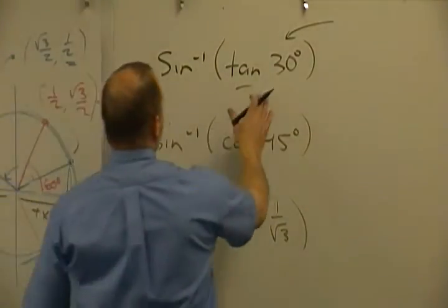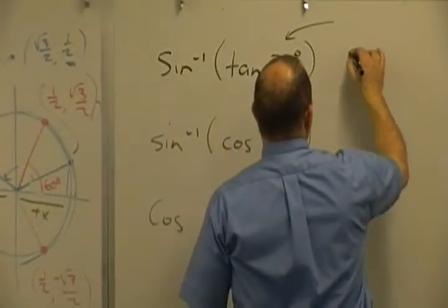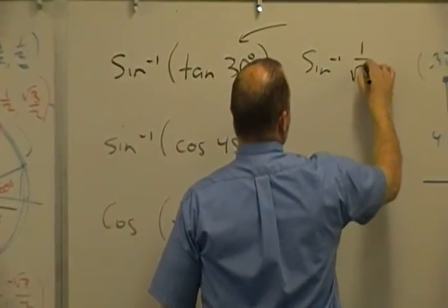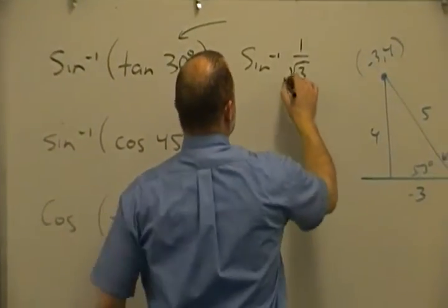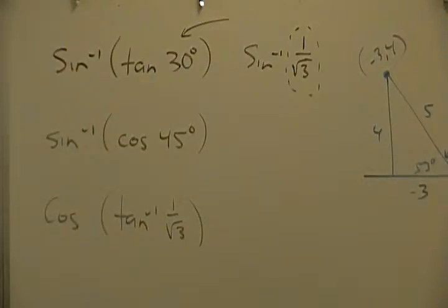For this one, what is tangent of 30 degrees? 1 over root 3. So we have sine inverse of 1 over the square root of 3. Unfortunately, this does not correspond to anything really nice on our unit circle, so this is a place where you're going to have to use your calculator. So you pull out your calculator, you put in 1 divided by root 3. So my calculator, if I have sine inverse of 1 divided by the square root of 3.